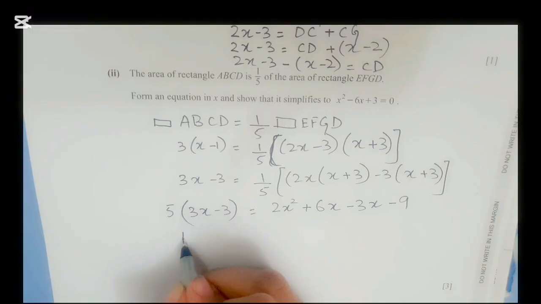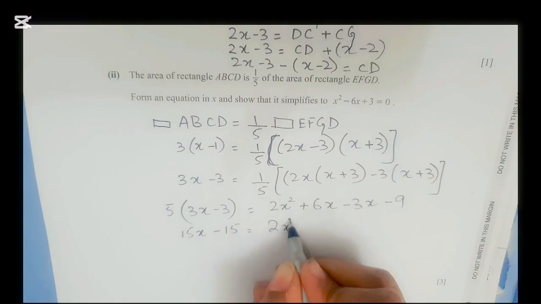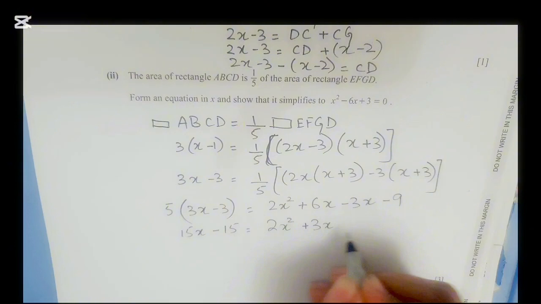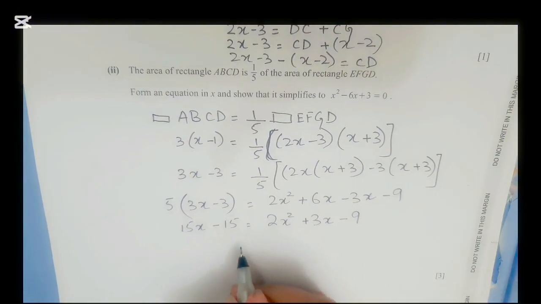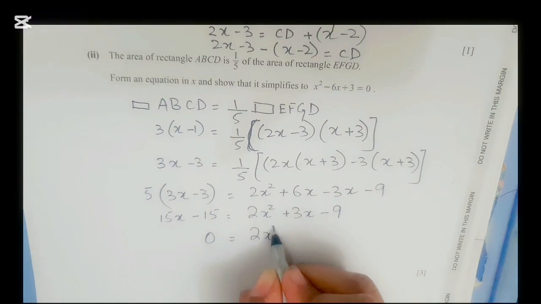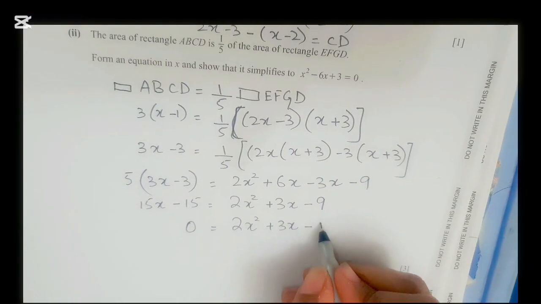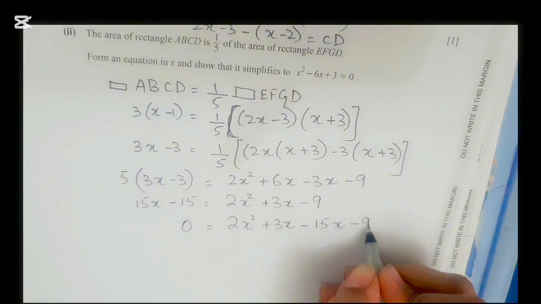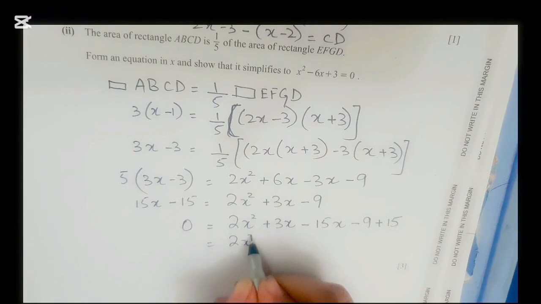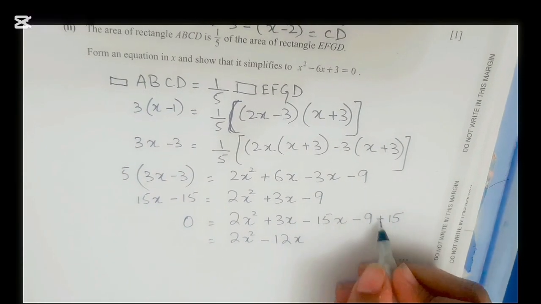Okay, so 15x minus 15 is equal to 2x square plus 6x minus 3x, so it would be 3x minus 9. Now I am taking all this on one side and taking 0 over here. 2x square plus 3x and 15x, now it would be minus 15x, here minus 9, and this minus 15, here it would be plus 15. So 2x square minus 12x, and here it would be 6.